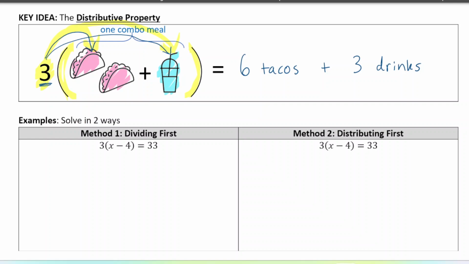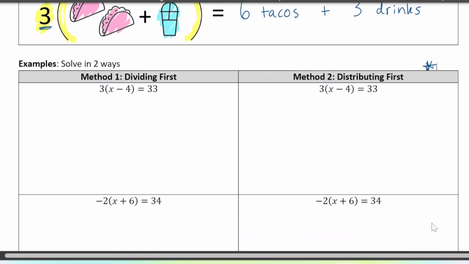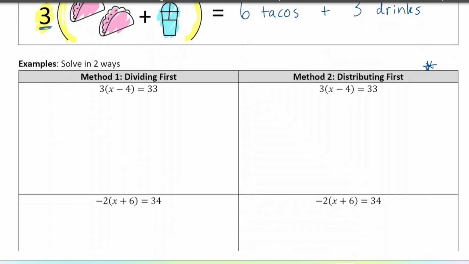Okay, so we're going to start with this one, distributing first. We just practiced distributing. So when we see brackets, we can get rid of them by distributing. Here we have a 3 being multiplied with x and -4. So we can distribute, and we'd have 3x and then 3 times -4, which is -12.